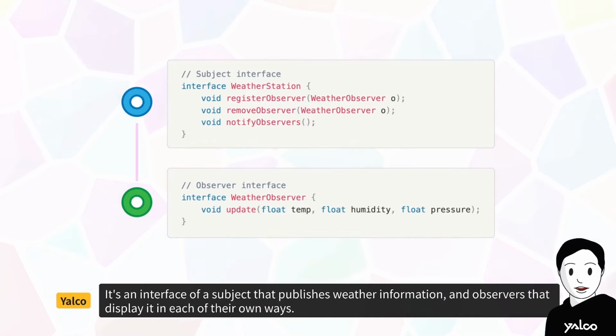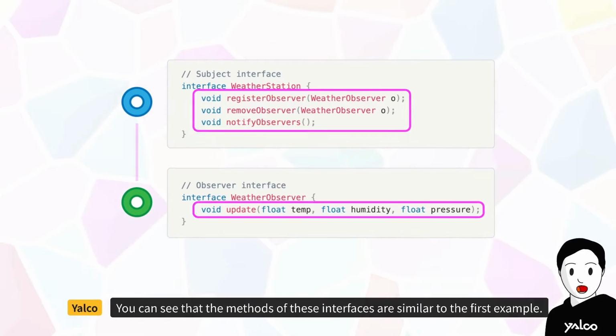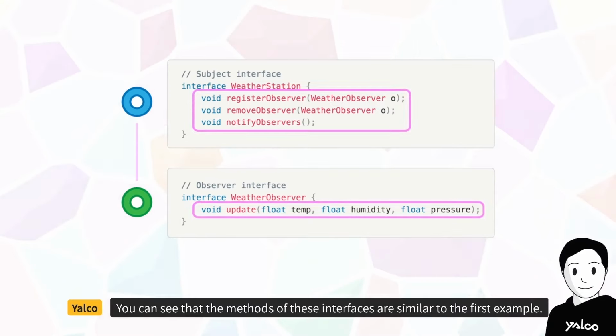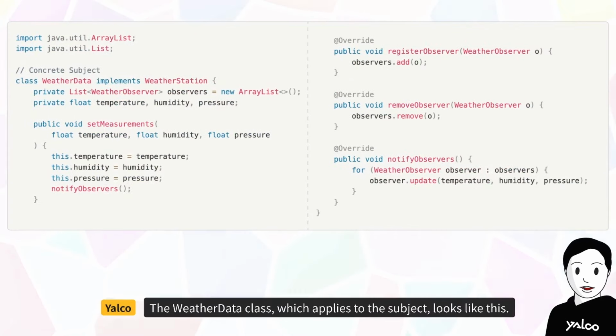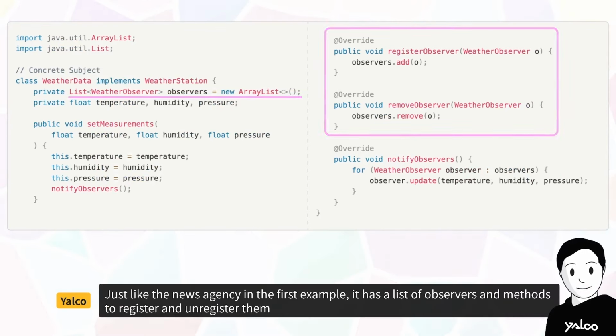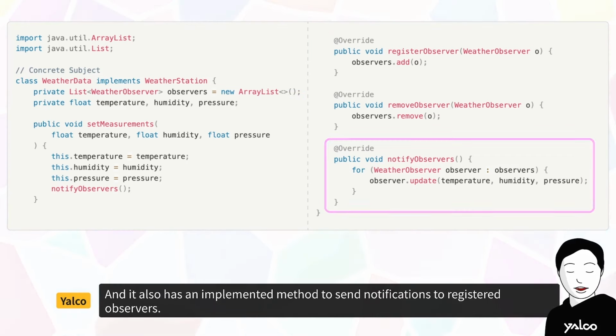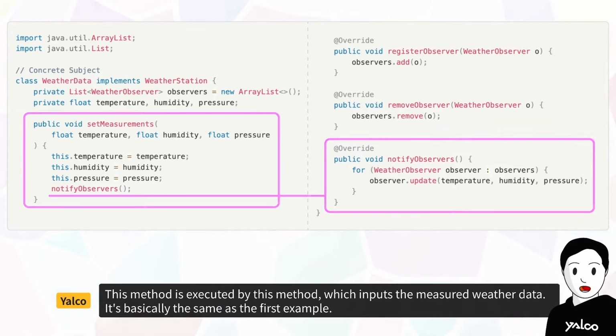It's an interface of a subject that publishes weather information and observers that display it in each of their own ways. You can see that the methods of these interfaces are similar to the first example. The weather data class, which applies to the subject, looks like this. Just like the news agency in the first example, it has a list of observers and methods to register and unregister them, and it also has an implemented method to send notifications to registered observers. This method is executed by this method, which inputs the measured weather data. It's basically the same as the first example.